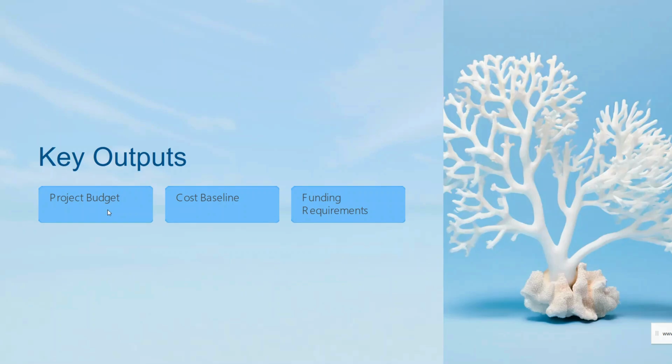After that, we will have the cost baseline. The cost baseline is the time-phased budget that includes the planned expenditures, milestones, and the reserve. Then we will have the funding requirements: the total amount of funds required for the project, including the detailed schedule for disbursements.